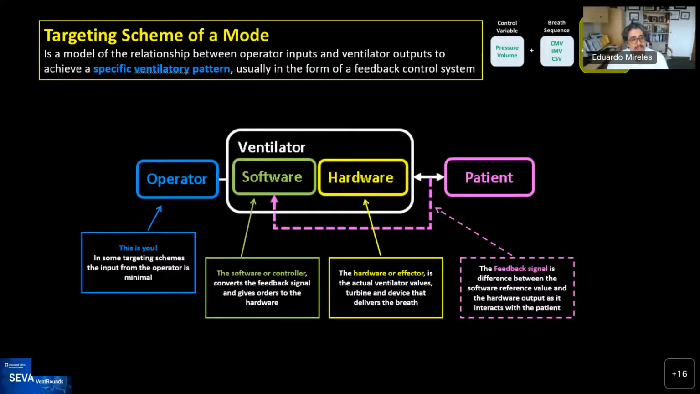And in our last SEVA VentRounds, we reviewed what a targeting scheme is. This is the last part of what describes a mode of mechanical ventilation. And the targeting scheme, in simple words, is the way that we program the ventilator to achieve the interaction with the patient. And it has to do with what you as the operator enter, the software that the ventilator uses, how it controls the hardware, and how that hardware interacts with the patient. And this feedback loop leads to all this controlling of the ventilator.